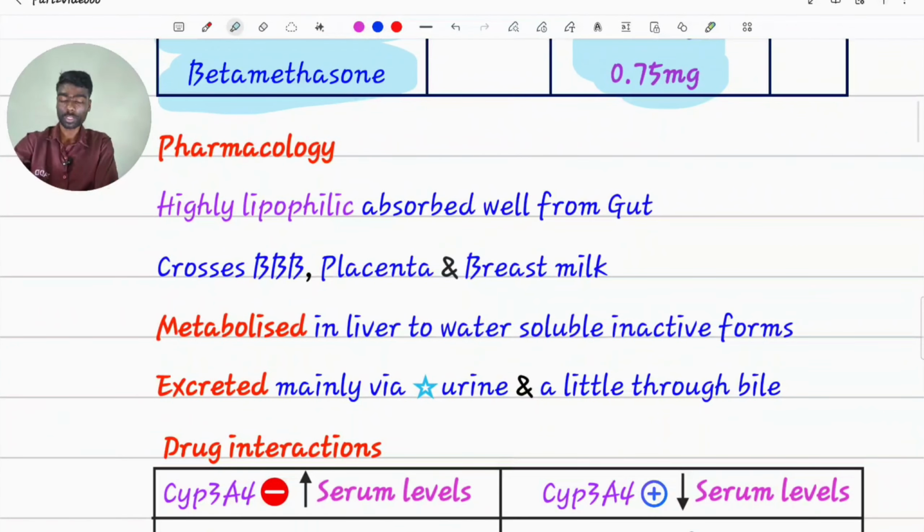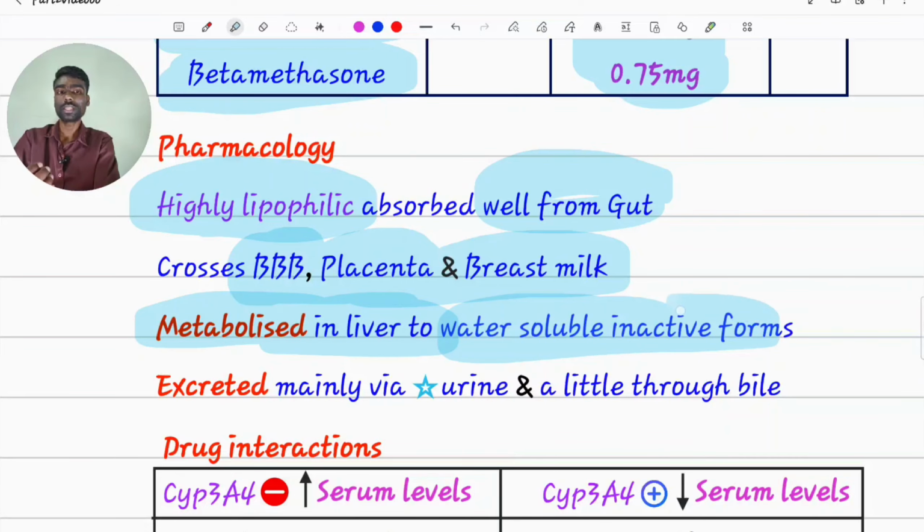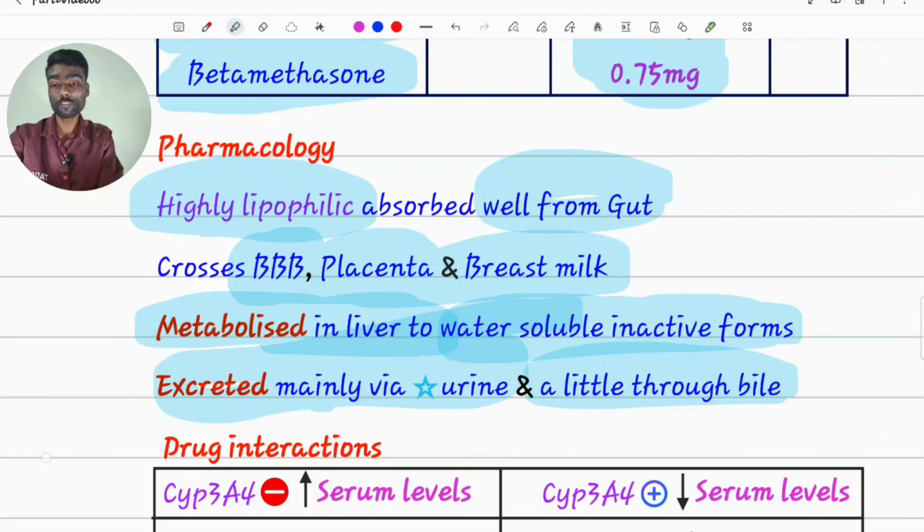Coming to pharmacology, as we know, steroids are highly lipophilic, hence they are well absorbed from the gut. They can cross the blood-brain barrier, the placenta, and are even found in breast milk. They are metabolized in the liver to water-soluble inactive forms, which can be easily excreted mainly via urine, and a very little is also excreted via bile, that is through feces.